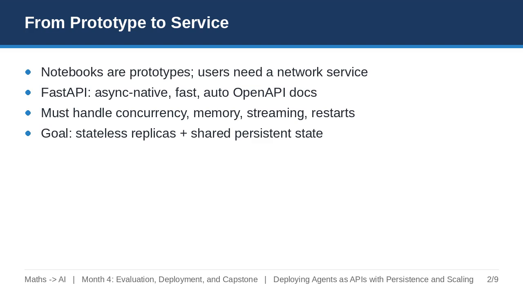An agent in a notebook is just a prototype. To serve real users, you need something reachable over the network that handles many concurrent requests, remembers conversations, streams output, and survives restarts. FastAPI is the standard Python choice because it's async native and gives you automatic documentation. Our architectural goal is stateless application replicas backed by shared persistent state.